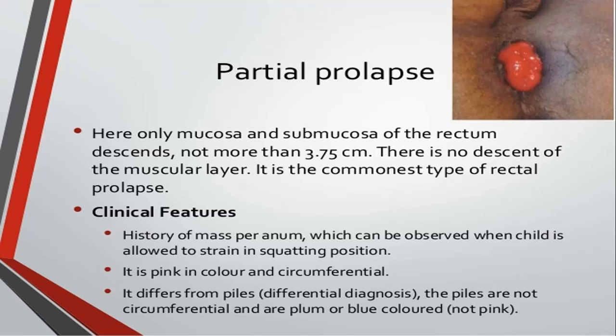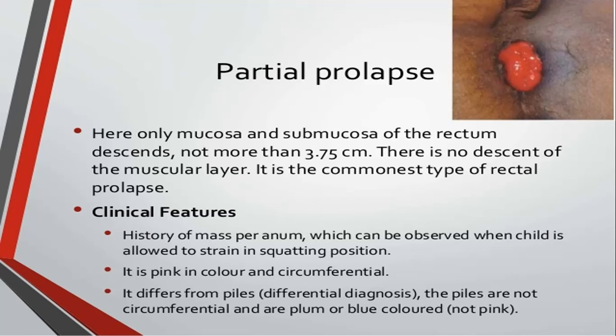As we discussed about the partial prolapse, here only the mucosa and some submucosa of the rectum descends, not more than 3.75 centimeter, roughly 3.8 or 4 centimeter. How would you calculate the 4 centimeter? Simply, one finger breadth is about 2.5 centimeter. It's not more than two finger breadth.